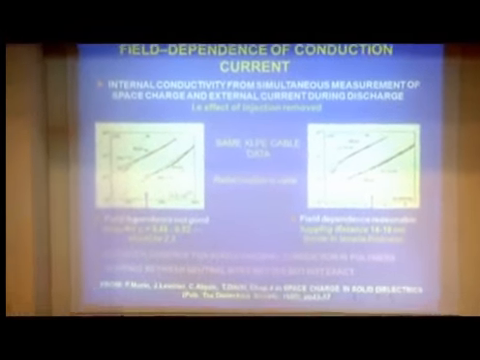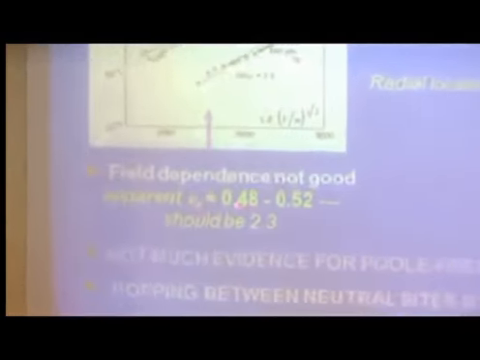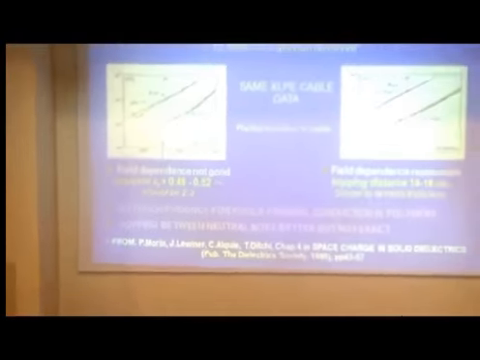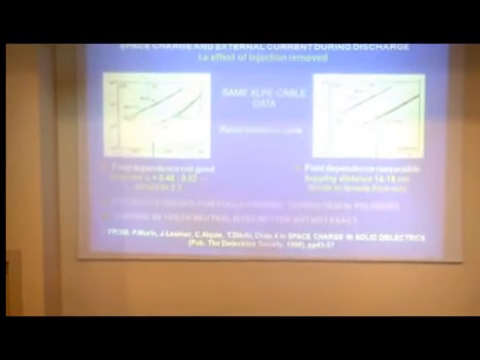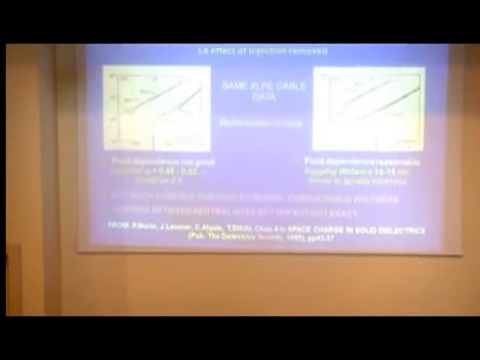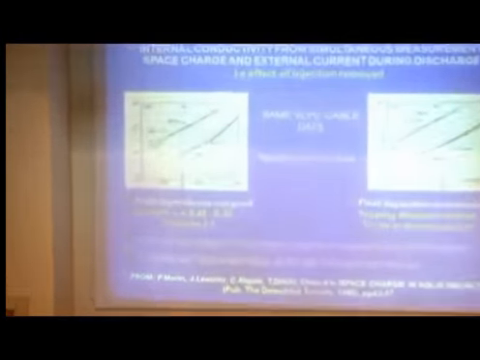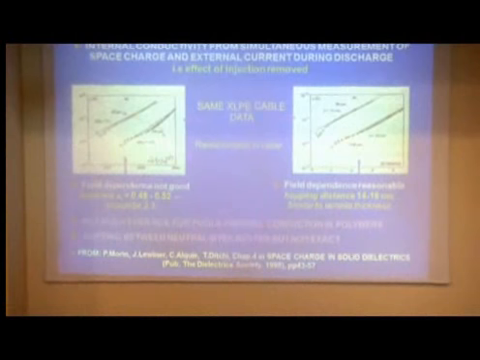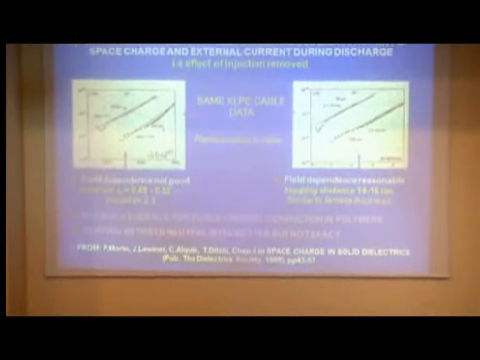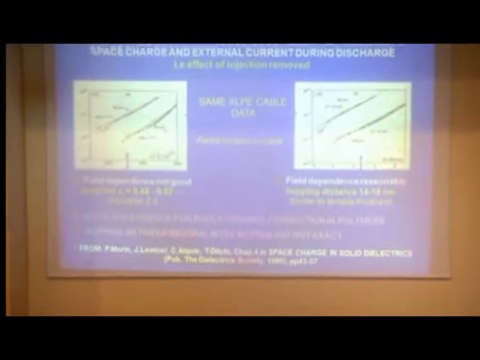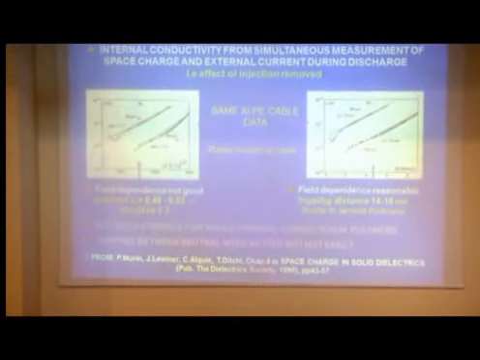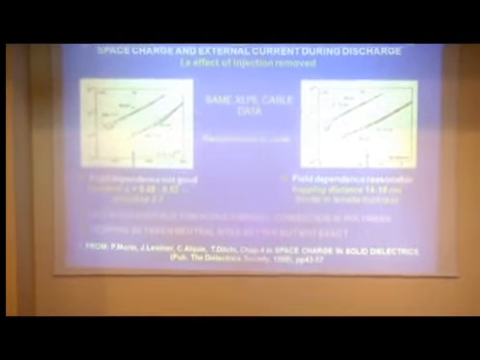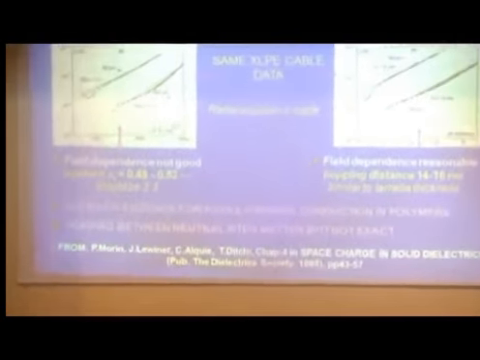And when we look at the Poole-Frenkel plot, epsilon r is about 0.5. It should be 2.3. There is no way it should be less than 1. Well, you get a reasonably good straight line here, though not such a good straight line. So it looks as though there's not a lot of evidence for Poole-Frenkel conduction. And Howard Wintle, in his Dakin lecture some years ago, presented a lot of argument that there is really no evidence for Poole-Frenkel conduction in polymers.